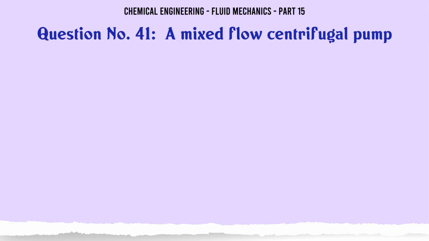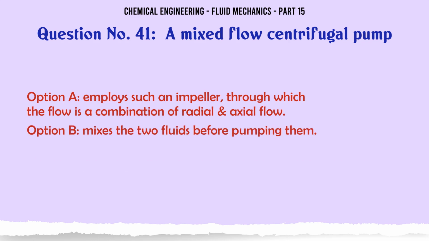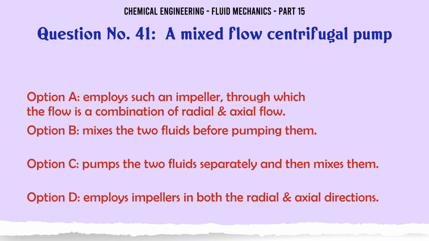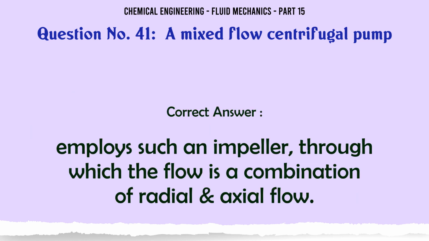A mixed flow centrifugal pump A. employs such an impeller through which the flow is a combination of radial and axial flow, B. mixes the two fluids before pumping them, C. pumps the two fluids separately and then mixes them, D. employs impellers in both the radial and axial directions. The correct answer is employs such an impeller through which the flow is a combination of radial and axial flow.